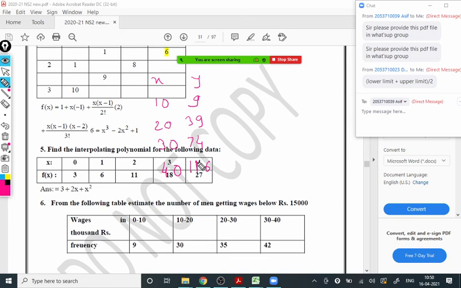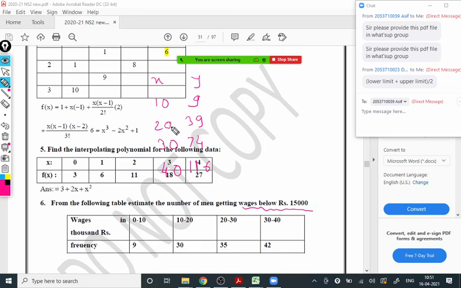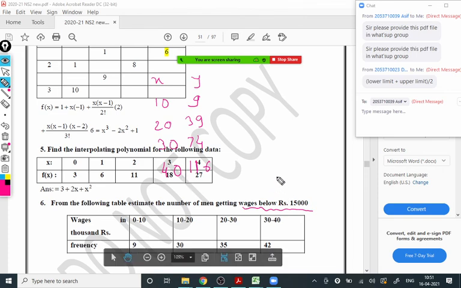So why are we taking below? Because the question is that way only. We want the number of men having wages below 15. So we take below 10, below 20, below 30 and below 40. So that way we converted. It depends on the question only.